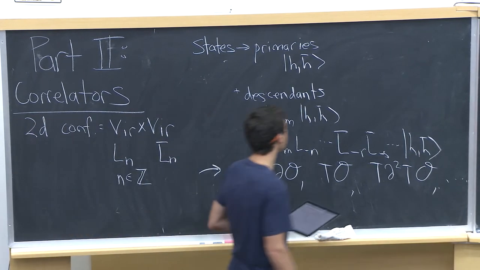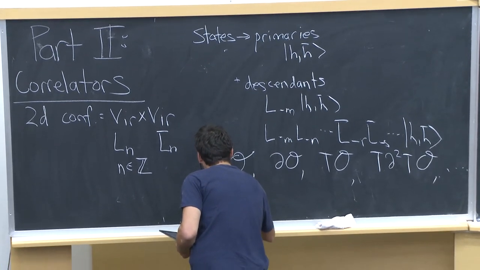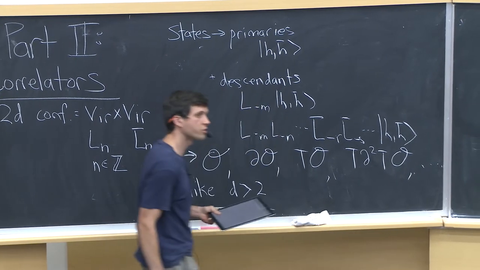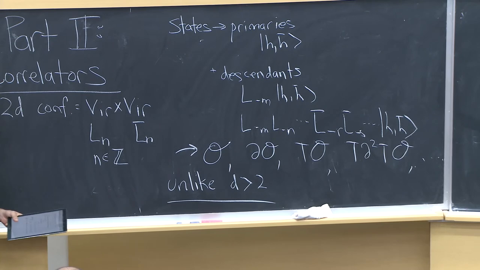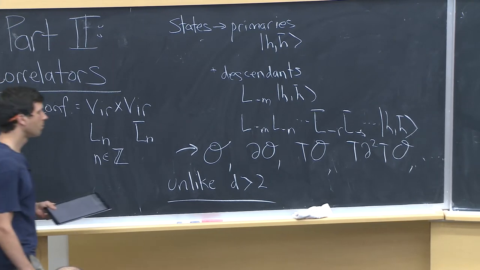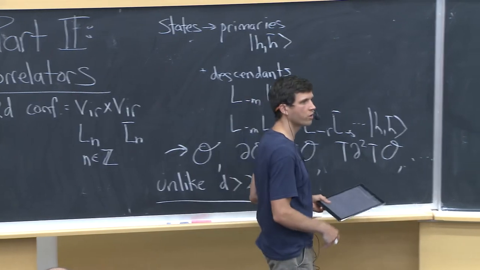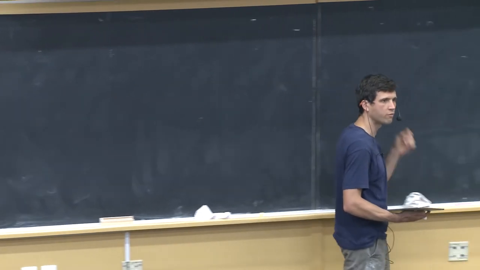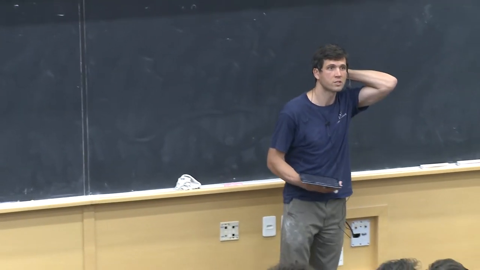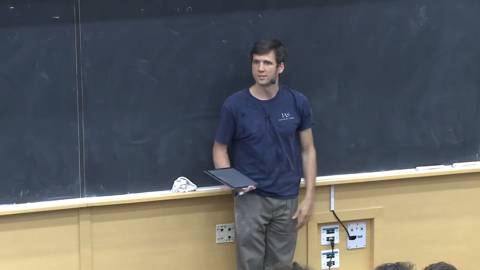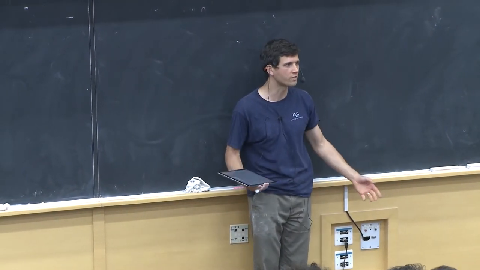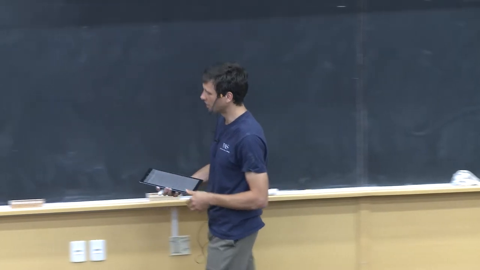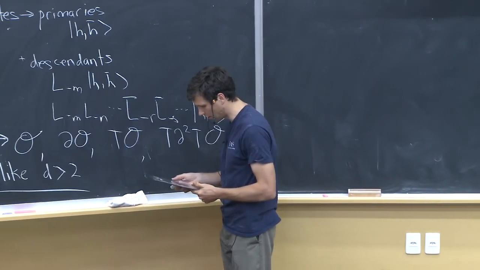This is to be contrasted to the higher dimensional case. So in the higher dimensional case, when you form composites with the stress tensor, you get new primaries. Right? So the correlation functions of, say, many stress tensors are not fixed by the conformal algebra in higher dimensions, but in two dimensions, they're completely fixed. What that means is that something like the stress tensor 100-point function, it just depends on the central charge C, and could be calculated by the Virasoro algebra.